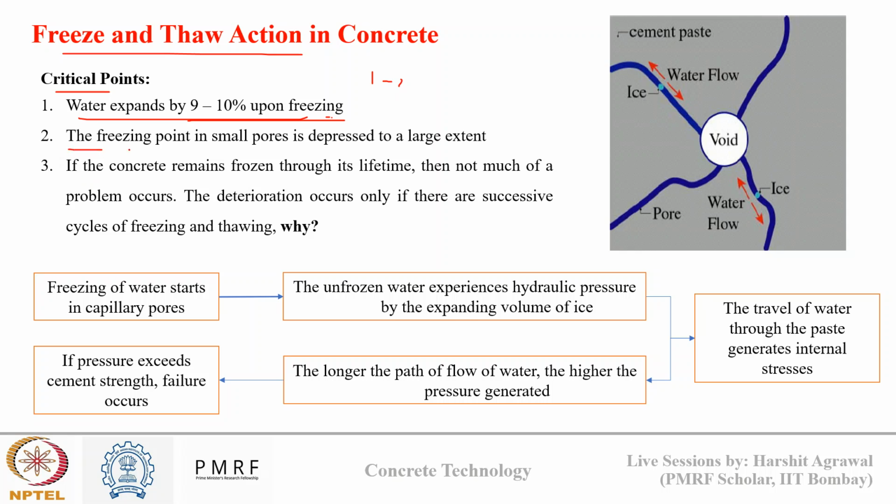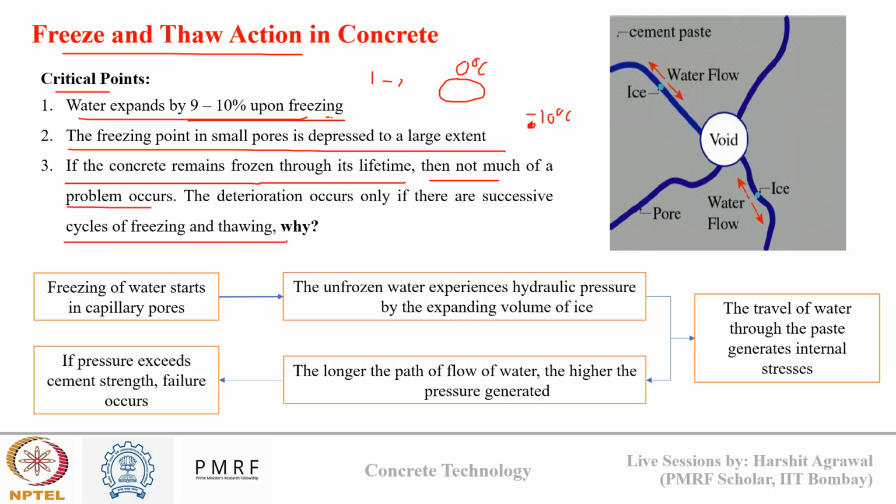The freezing point of small pores is depressed to a larger extent. So freezing in smaller pores happens at lower temperature compared to bigger pores. In smaller pores, freezing of water may happen at minus 10 degrees Celsius, whereas in the larger pores, freezing of water will start at 0 degrees Celsius only. So if concrete remains frozen throughout its lifetime, then it is not a problem. The deterioration happens only when there are successive cycles of freezing and thawing.